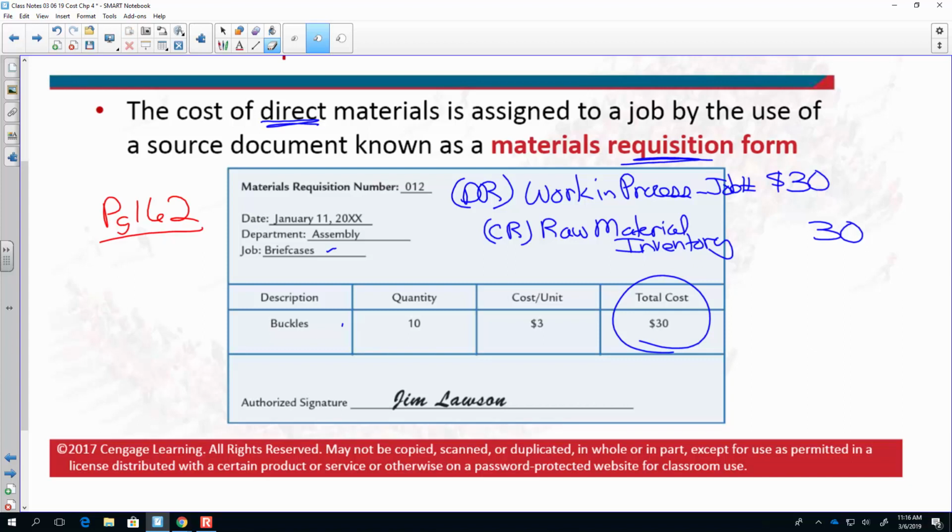How about the glue? We have a 55-gallon drum, and we put some glue on it, squirt it on, go on to the next briefcase. What's the glue called then? Indirect, because I can't easily measure the amount. Is it still a cost to make that briefcase? Yep. So when I buy the 55-gallon drum of glue, where does it go? What account?